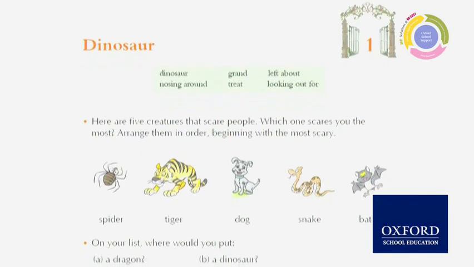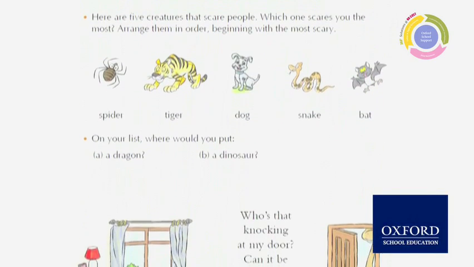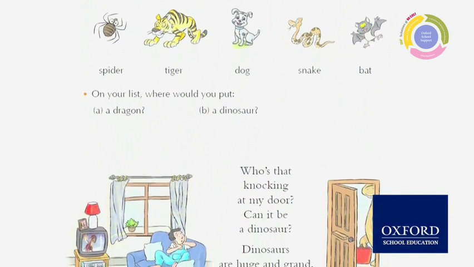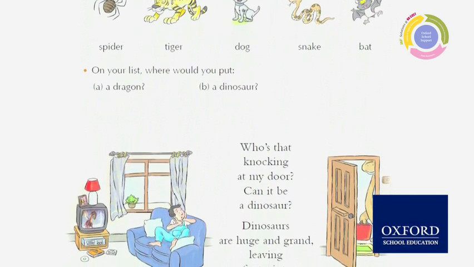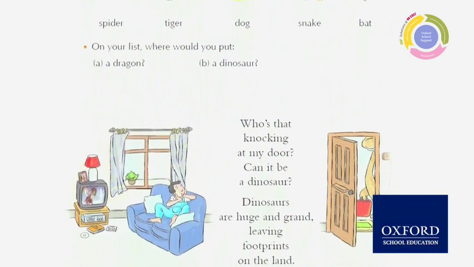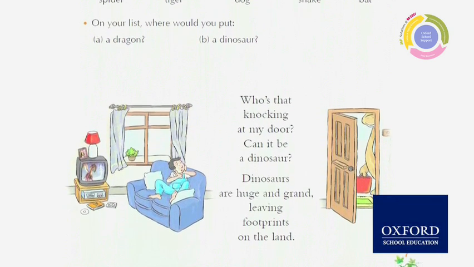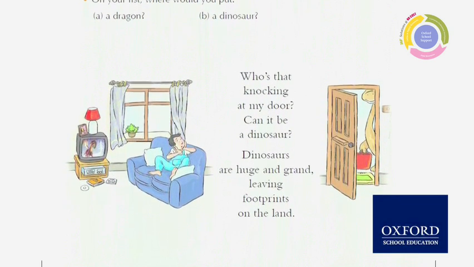This also applies to poems too, but obviously, unlike rhymes which are designed to be simple and immediately accessible, poems are not so obviously rhythmic. Here is a poem from Lesson 1 of Gateway Reader 2. It's called Dinosaur. Who's that knocking at my door? Can it be a dinosaur? Dinosaurs are huge and grand, leaving footprints on the land.